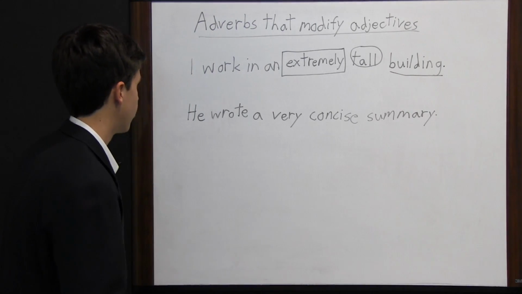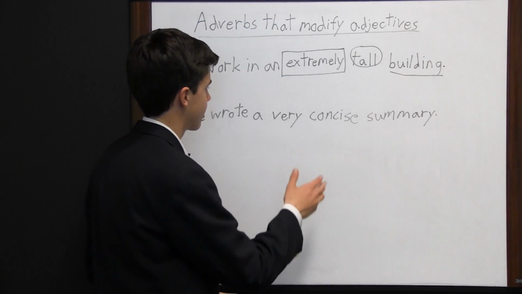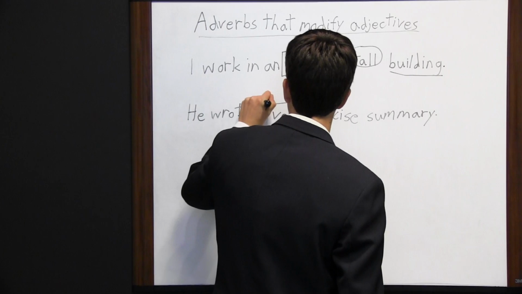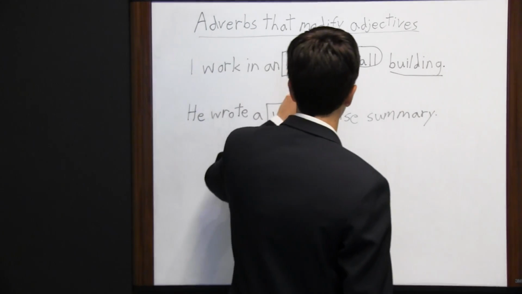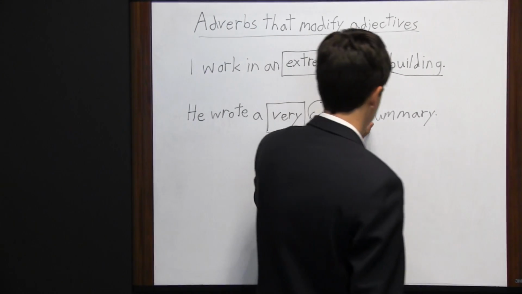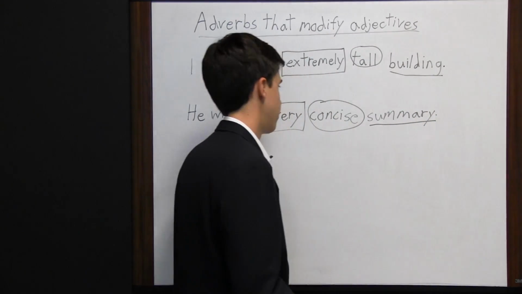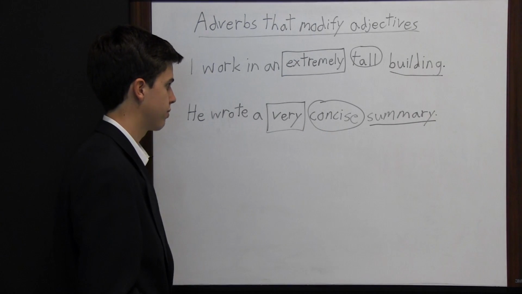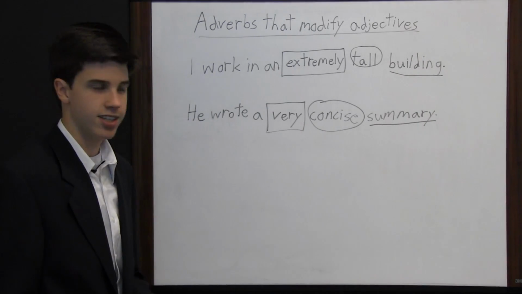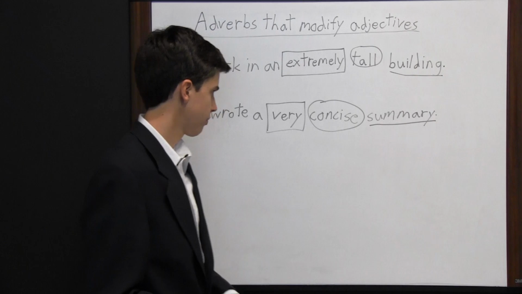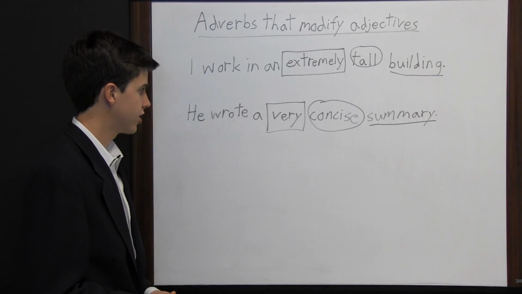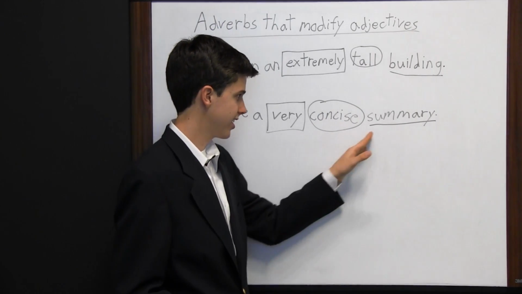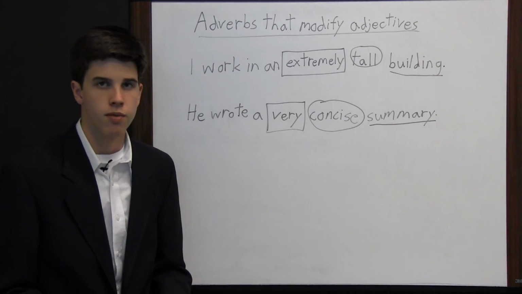Let's look at another example. He wrote a very concise summary. So again, I'm going to draw a box around the adverb, a circle around the adjective, and I'm going to put a line under the word that the adjective modifies. So we could remove very and concise from this sentence because they're modifiers, and we could read the sentence as he wrote a summary. Now, let's put the adjective and adverb back in the sentence. He wrote a very concise summary. Concise is describing summary. It's modifying it.